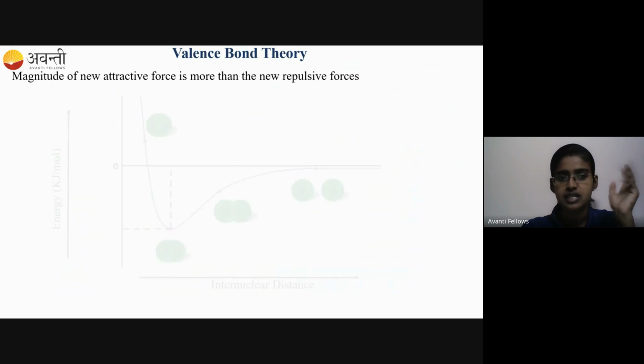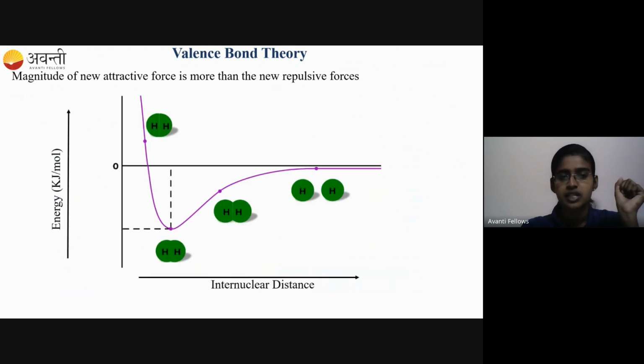Okay, let's take this hydrogen. So this is the potential energy curve for hydrogen. Now let us start from here. Here the two hydrogens are far apart. Now they are trying to come closer to each other. They have come closer to each other and they have formed the bond between them.